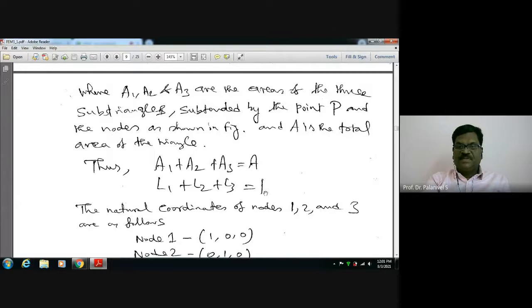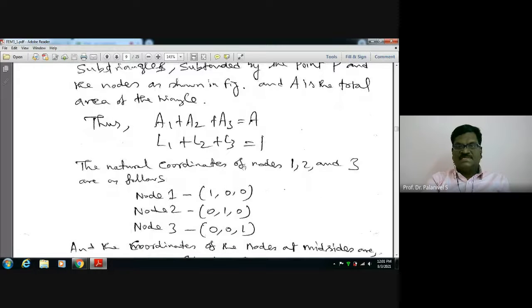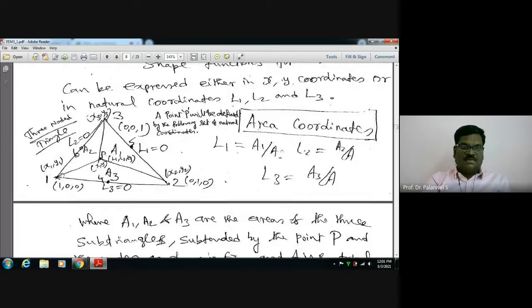The natural coordinates of nodes 1, 2, and 3 are as follows. For node 1, what is the natural coordinate? How do I get it? Just imagine you are moving this point P to node 1. This is some arbitrarily chosen point on the triangle whose natural coordinates are L1, L2, L3. If I choose this point to some known position, I am moving it and putting it here. Now if I move this to node 1, what will happen?